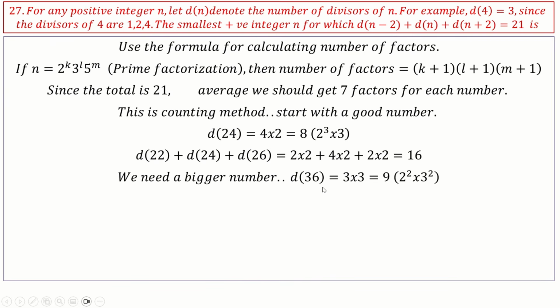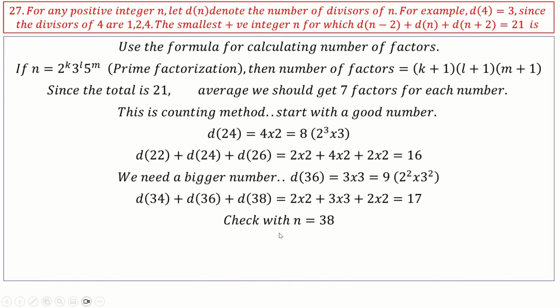d36, if I take, this is 2 square into 3 square, which means 2 plus 1 into 2 plus 1, which is 3 into 3. 9 factors are there. Now 9 is a good number. So I will go to d38 and d34. d34 and d38 have very few factors, only 4 each. So 4 plus 4, plus 9 is 17, still not reaching, just a few short of 21. But since d36 is a good one, maybe you can go this side.